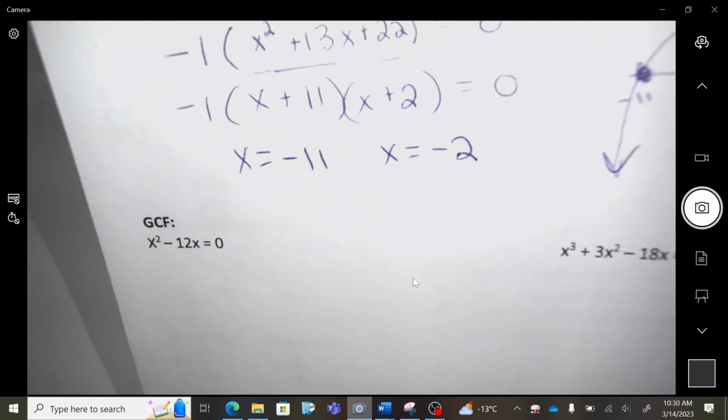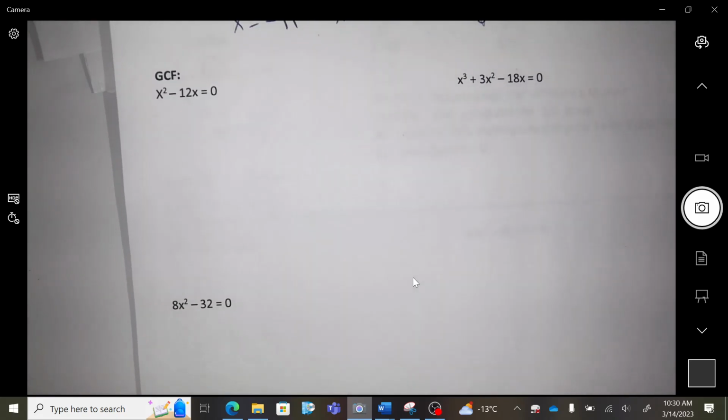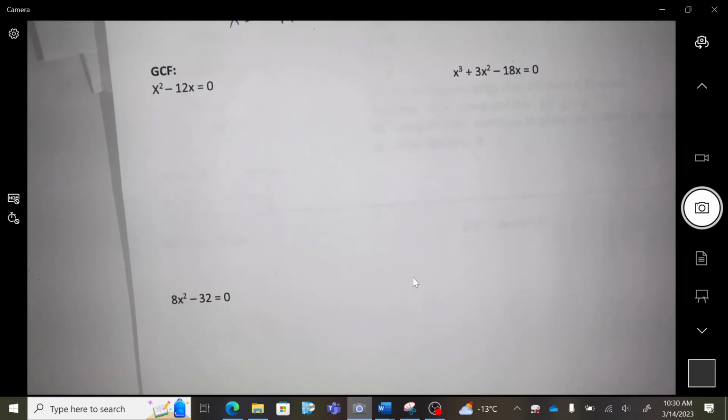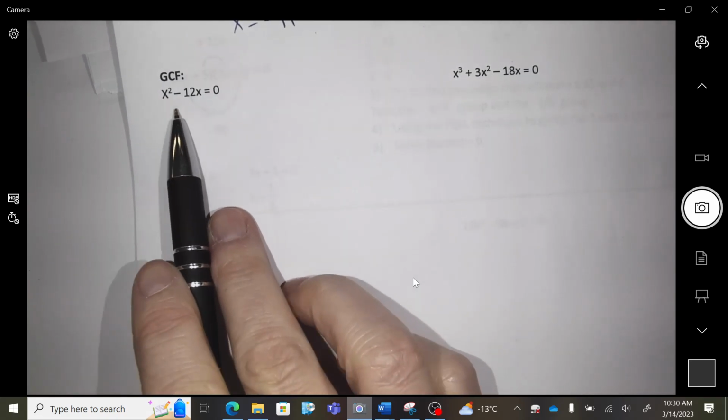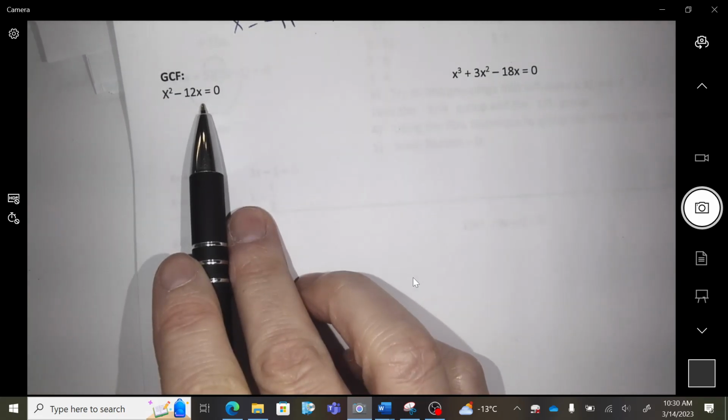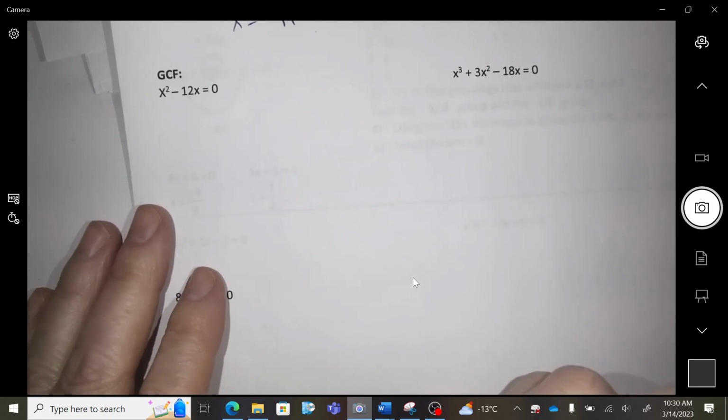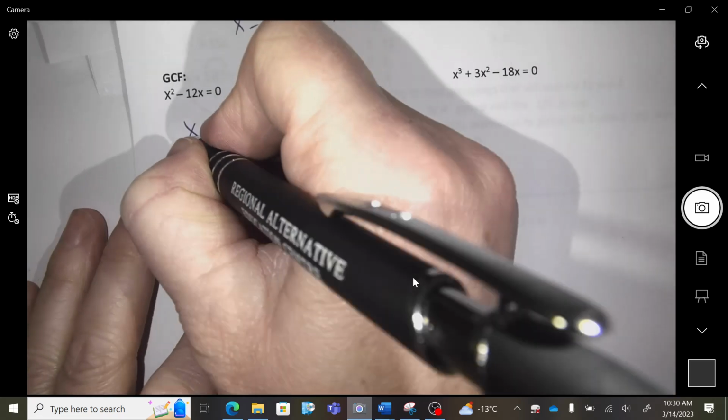Okay, GCF. So this was from grade 10. So GCF means what can I divide out of each, every single term has to have it in it. So what does every term here, there's two terms, what do they both have in common? x.